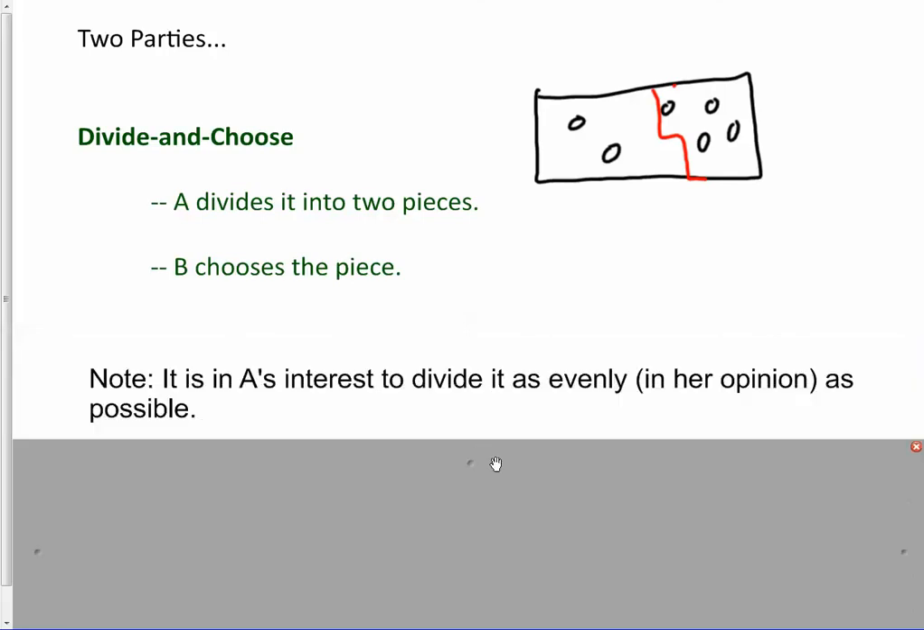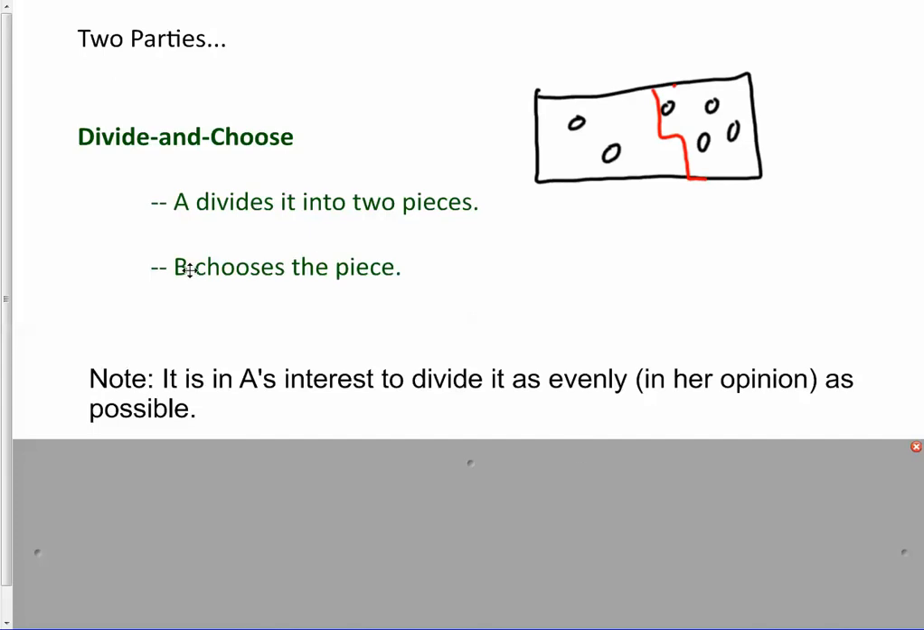Now what's important for you to realize is that if you're A, you're the one who's doing the cutting, you want to divide it as evenly as possible in your opinion, because you aren't going to get to choose, so you don't know which piece you're going to get. So you want to cut it so that you think this is 50% of the value of the cake and this is 50% of the value of the cake. If you cut it 60-40 to your opinion, B may choose the 60 and leave you with the 40. Maybe not, but if you don't want to take a risk, you want to cut it so that you can ensure that you're going to get 50%. So A will get what she thinks is 50% of the value of the goodness of the cake, right?